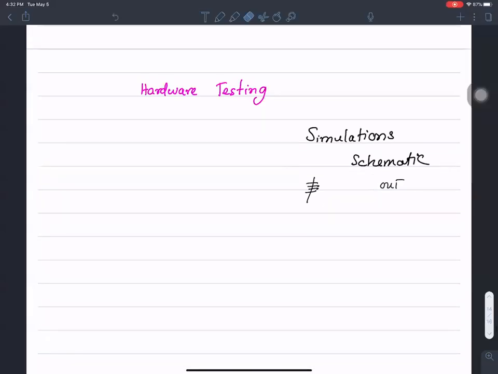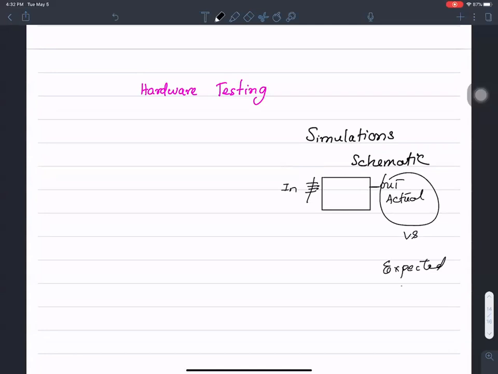So you're used to testing simulations, software testing, right? You apply different inputs, and you look at the output, the actual output coming out of your software simulations. You compare this with an expected output. We compare the actual output of simulations with the expected output of the simulations to tell you if they tally or not, if the circuit is functioning the way it should function.